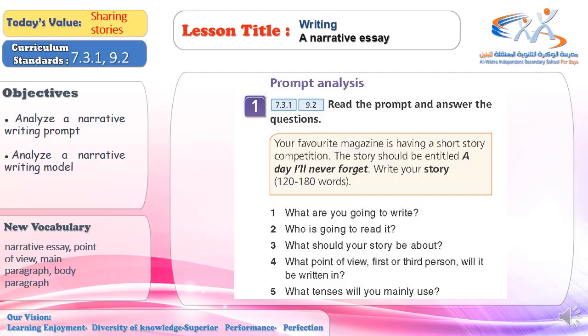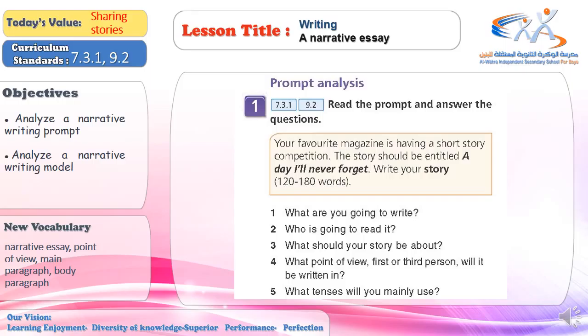The first question is, what are you going to write? A possible answer is a short story. Question 2. Who is going to read it? Probably the editor of the magazine. Question 3. What should your story be about? It should be about a day that you will never forget.